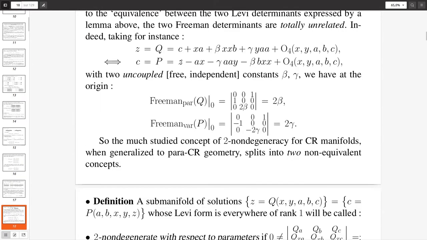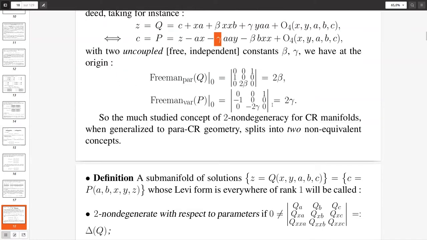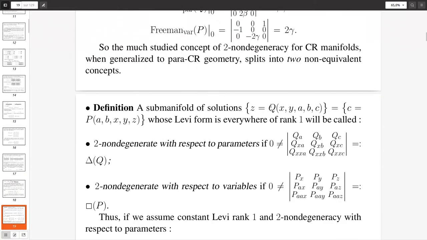And here, there is a very elementary justification in terms of power series: the Fréchet form of the function Q is essentially the coefficient 2 beta, with beta the XXB coefficient. And the Fréchet form of P is essentially the gamma, which is the AY coefficient. And there is no reason why beta should be non-zero if and only if gamma is non-zero. So there are really two independent objects in the para-CR context.